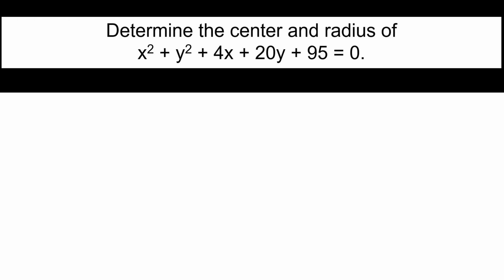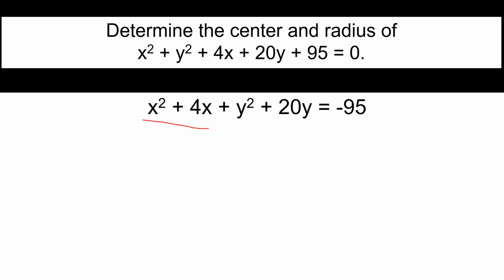Next example, determine the center and radius of x squared plus y squared plus 4x plus 20y plus 95 is equal to 0. Again, i-regroup natin sila, ipagtabi natin yung mga terms na may x variables at ipagtabi rin natin yung mga terms na may y variables. And of course, yung constant term, we're going to transpose that one sa right side ng equation. Kaya yung positive 95 ay naging negative 95.